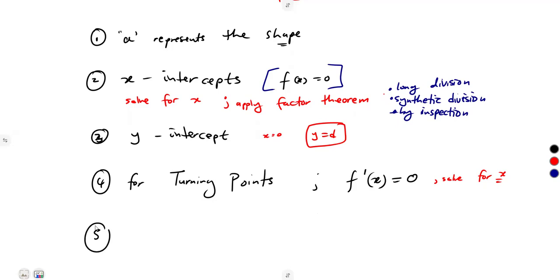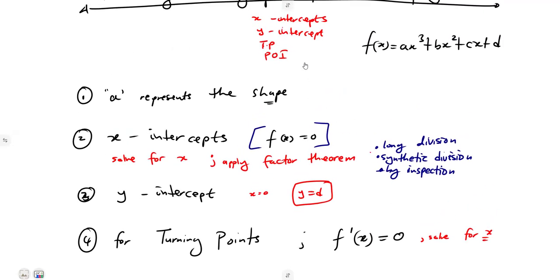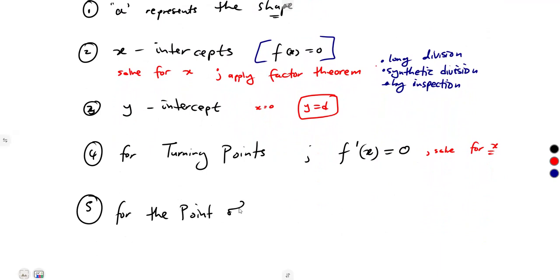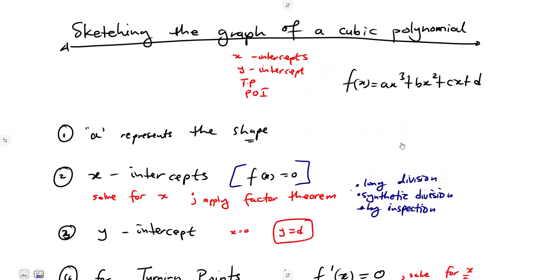All right. Then number 5, we are going to need the point of inflection. So to find the coordinate of the point of inflection, we use the second derivative. It follows that at that point, the second derivative is supposed to be equal to 0. So you have formed an equation where you can solve for x just like before, then substitute that value of x into the original function to have the value of y.